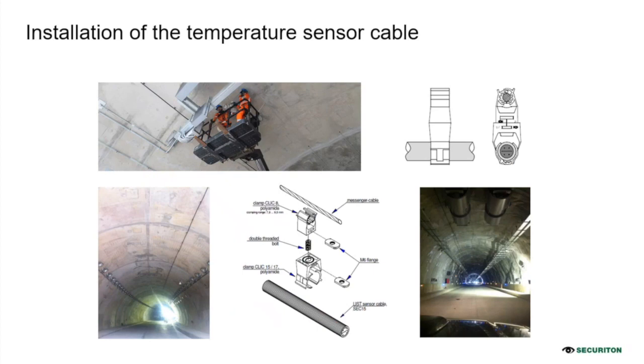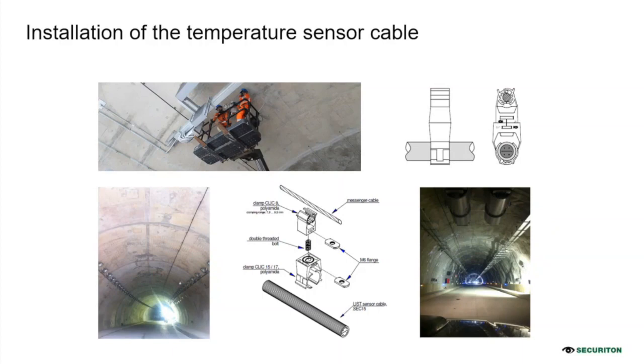Then the installation of a temperature sensor cable. You have here special cable clips, depending a little bit on the roof. If it's a very nice and regular roof, you can connect this directly on the top of the roof. Otherwise, you can use a steel messenger cable, especially when we have an irregular roof.